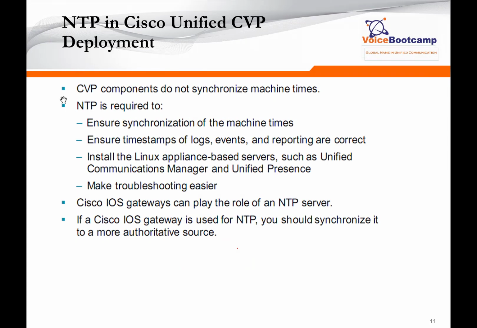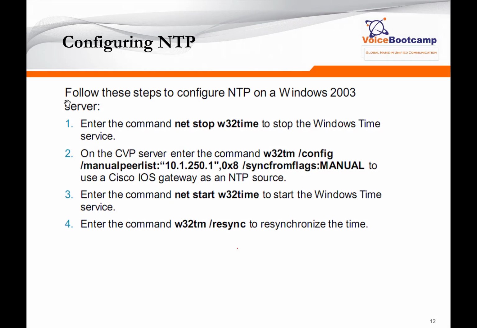Now, to configure NTP: the CVP components themselves do not synchronize with NTP. The Windows Server does, and therefore when CVP logs the information, it will have the right and correct time. You can use a Cisco router as an NTP server if you want to. So to configure NTP on the Windows 2003, 2008 or 2012 server, basically follow these steps.